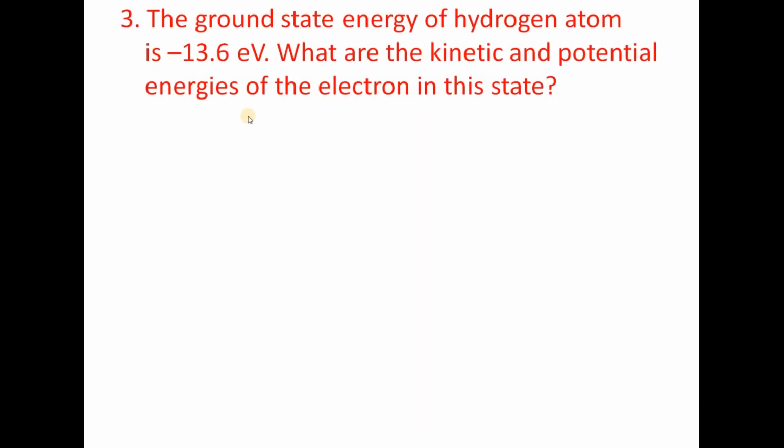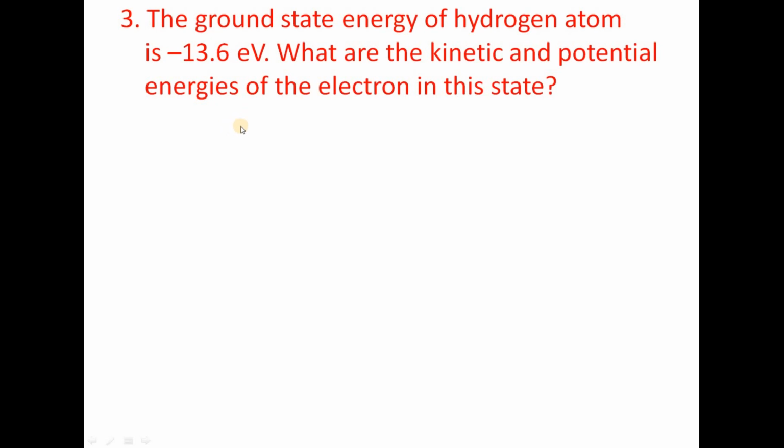Now let us solve the third problem. The ground state energy of hydrogen atom is minus 13.6 electron volt. What are the kinetic and potential energies of the electron in this state? Now here, minus 13.6 electron volt is nothing but the total energy of the electron in the ground state, that is, when the electron is in ground state, n is equal to 1. We have to calculate what are the kinetic and potential energy of the electron.